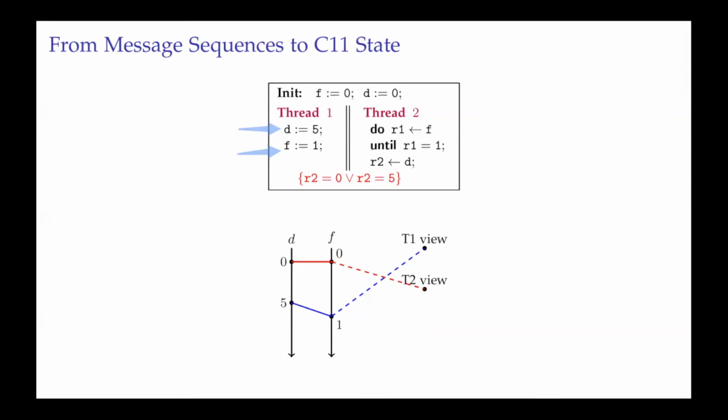Now suppose thread 2 does the read from f, where it reads the value 1. In this case, the state will be updated, namely thread 2's view will be shifted to the value 1 for f. The important thing to realize is that the view of d for thread 2 is not shifted, which means thread 2 is capable of reading both 0 and 5 for d.